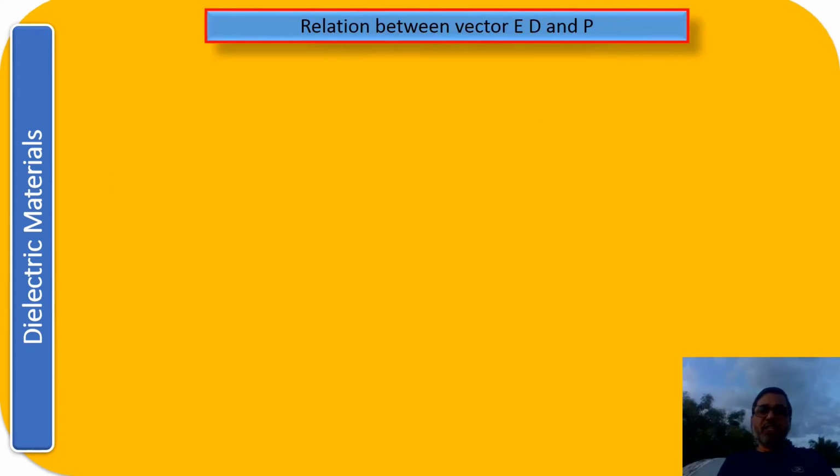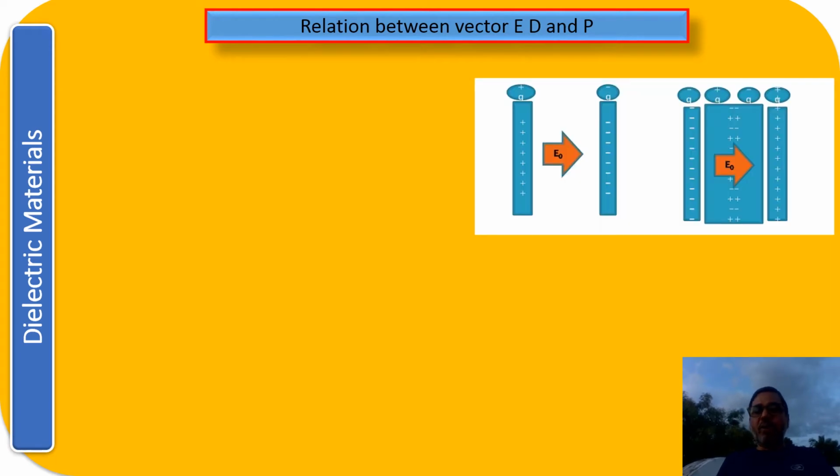First, let us see the relation between the vector E, the electric field, D, the displacement or the electric flux, whatever you say, and P, the dielectric polarization. So what is the relation between these three vectors? The relation between these three vectors is required to find out the Clausius-Mossotti equation.